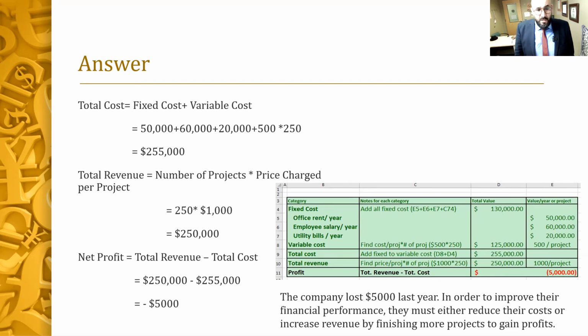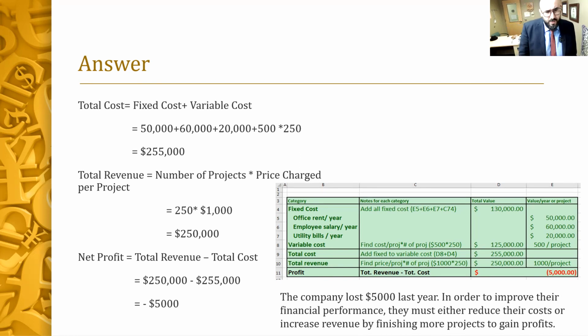In order to find the net profit, the net profit will be equal to the total revenue minus the total cost: 250 minus 255, and that would result in a $5,000 loss. As you see, it's a negative number right there, which means the cost is higher than the revenue. So basically, they're losing $5,000 if they have only 250 projects.